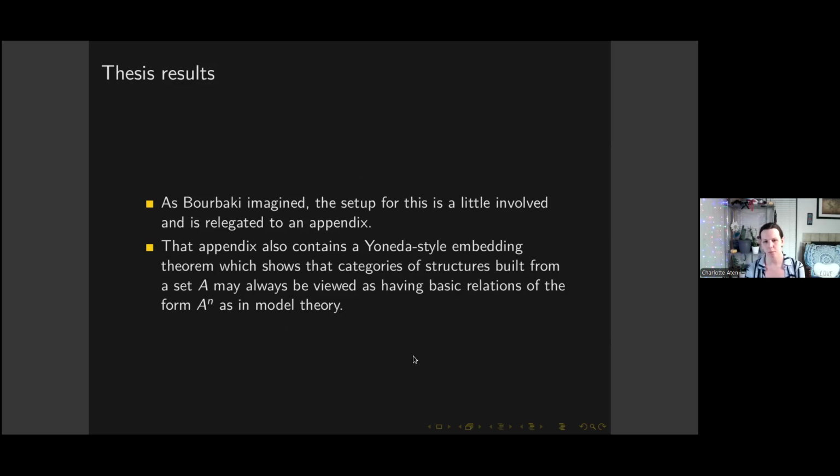I also have an embedding result: you can use the Yoneda lemma to show that categories of structures built from sets can be viewed as classical model theoretic relational structures. That doesn't play super nicely with this result though, because of the Yoneda embedding, you generally end up with an infinite amount of basic relations when the original thing only had finitely many. So it doesn't completely trivialize it. You can think of everything made from sets as a model theoretic relational thing if you allow a proper class of basic relations, which is a bit much, I guess.